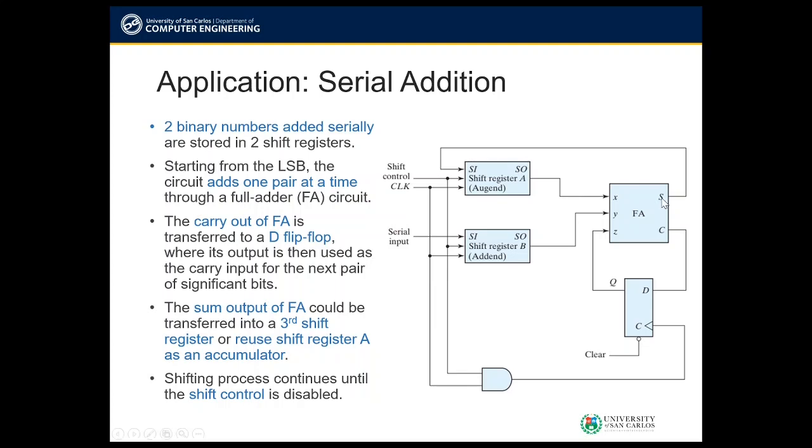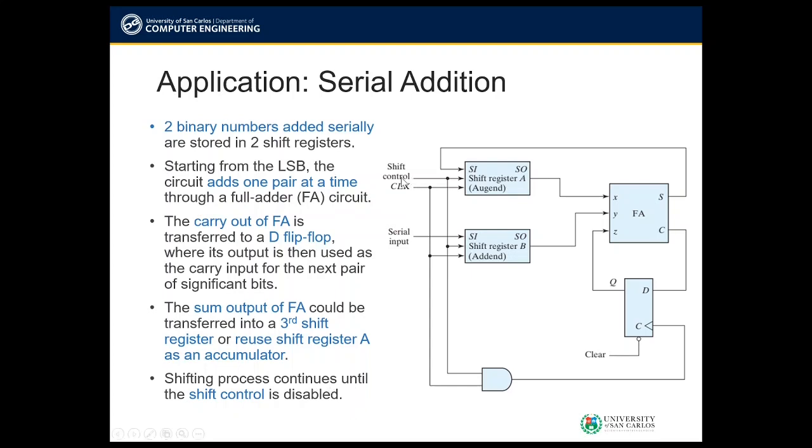The sum output of the full adder could be transferred into a third shift register, or we can also reuse shift register A by connecting the S output here to the serial input of shift register A. By reusing shift register A, this would now serve as an accumulator. So the sum is stored back into shift register A. The shifting process continues until the shift control is disabled.